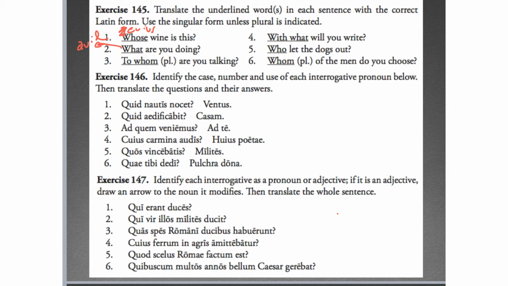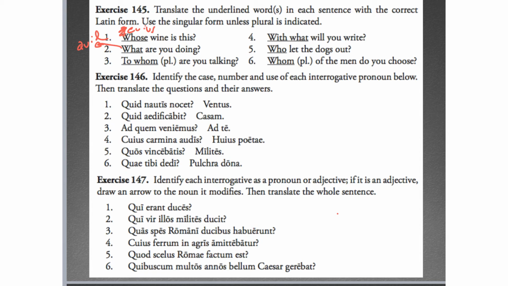But you can clearly hear that ventus is a nominative. That means quid is a nominative as well. Remember, the neuter, quid, can be either the nominative or accusative. So if you look at number 2, quid aedificabit, casam is the answer. Casam is accusative. That will indicate that quid is accusative as well. What will he or she build? All right, quid aedificabit, what will he or she build? He or she will build a house. And then we go from there.